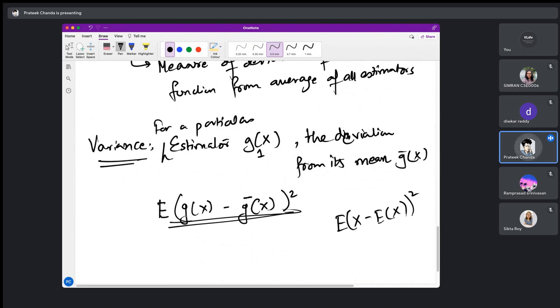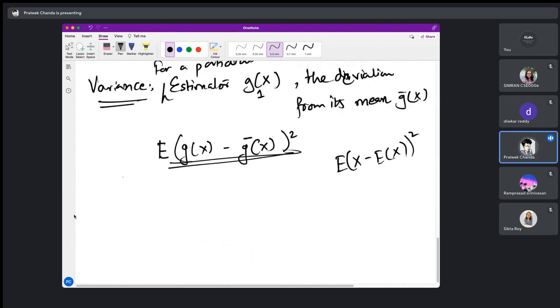So actually, I take all the estimators and individually take a difference with its mean, square it, and sum it up across all the estimators. So that's my variance. The other thing is noise, which we discussed.